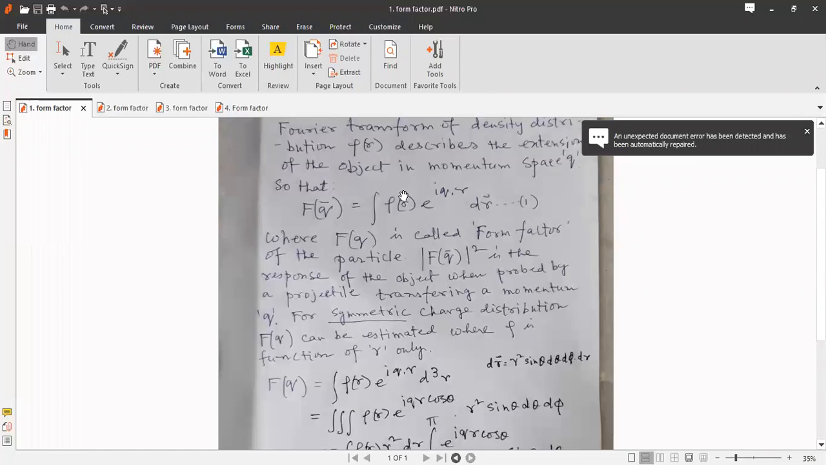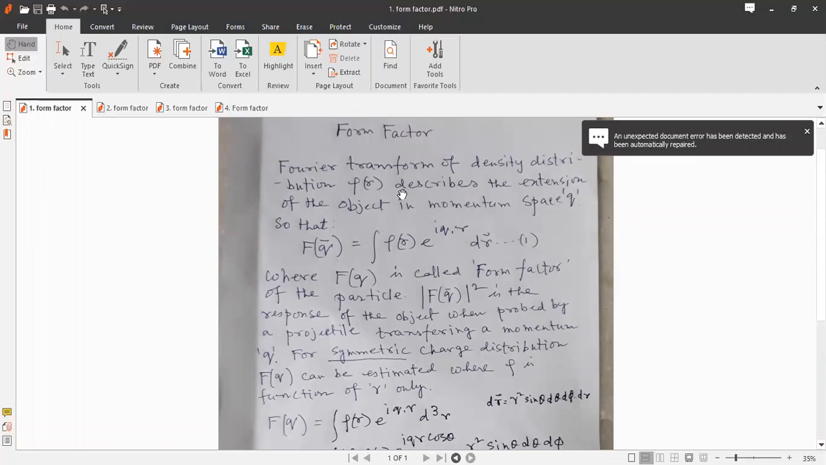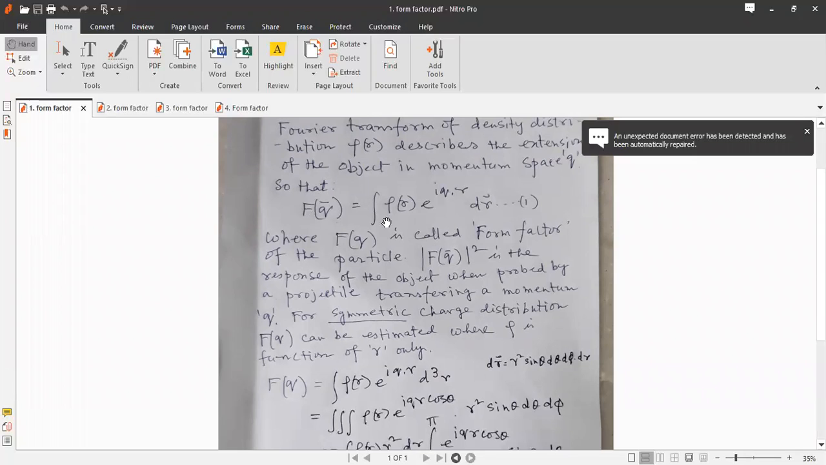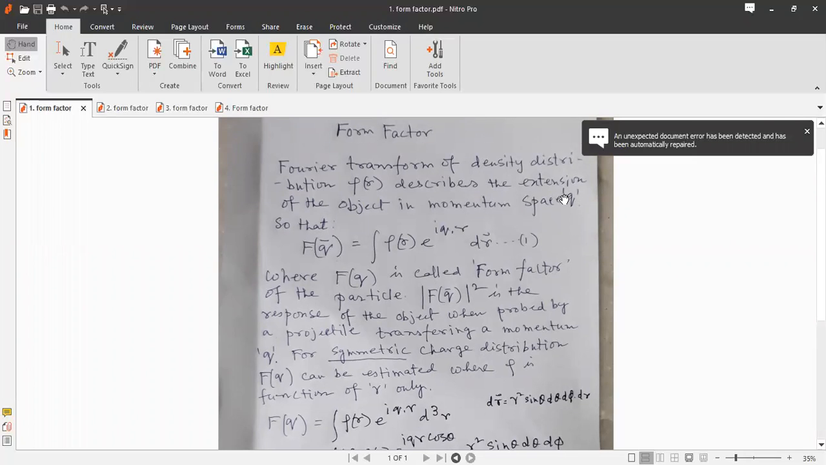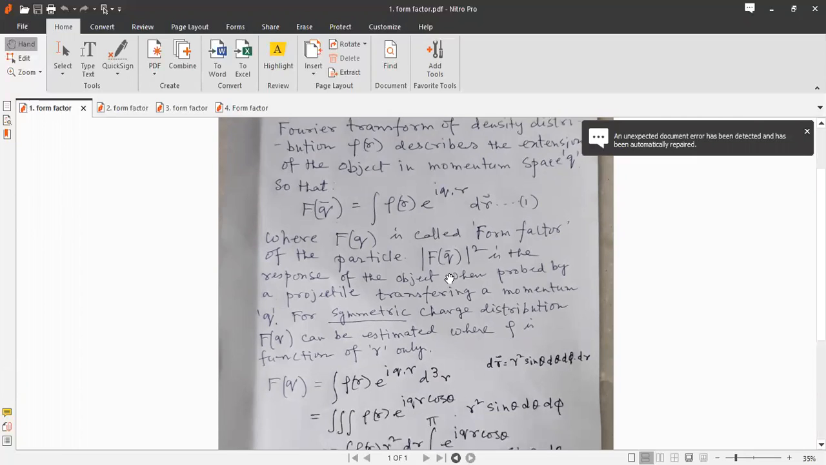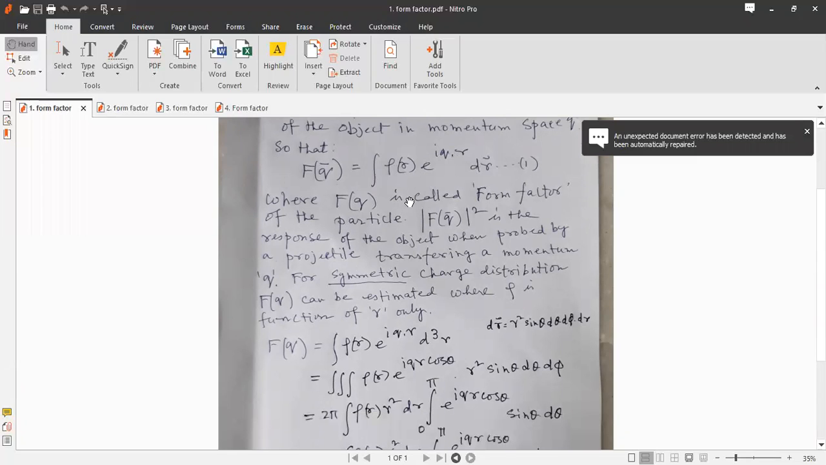So if rho r is the charge distribution, then the Fourier transform of this describes the extension of the object in the momentum space. Here you see the form factor we are considering is actually a function of momentum. So it is in the momentum space. F of q, where q is the vector, is the momentum transfer, maybe q_i minus q_f. So the Fourier transform of this charge distribution is the integral of rho r e to the power i q dot r d r, where F q is called the form factor of the particle.